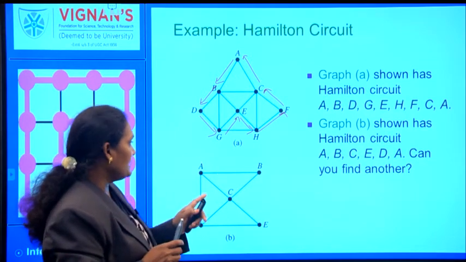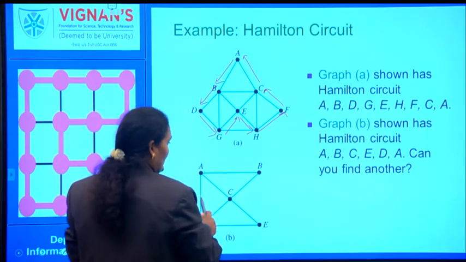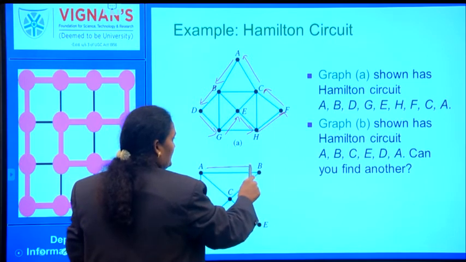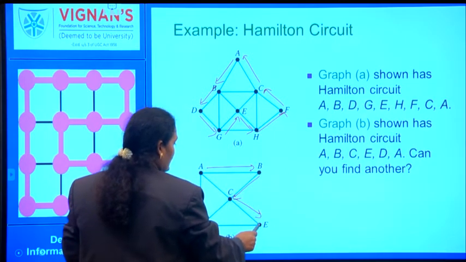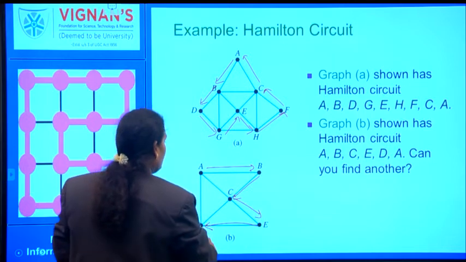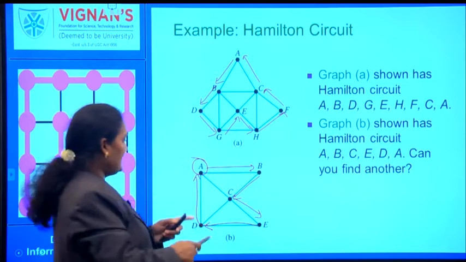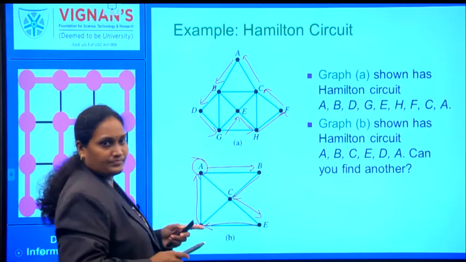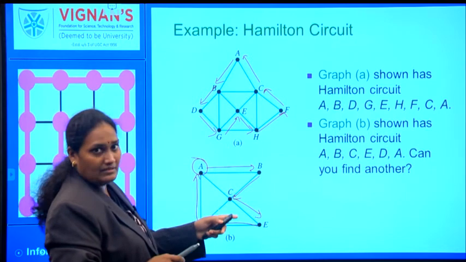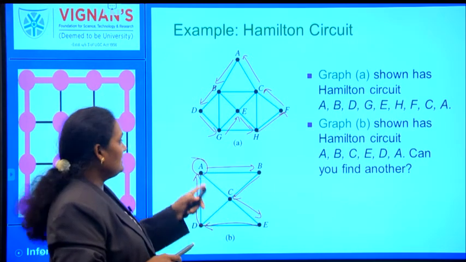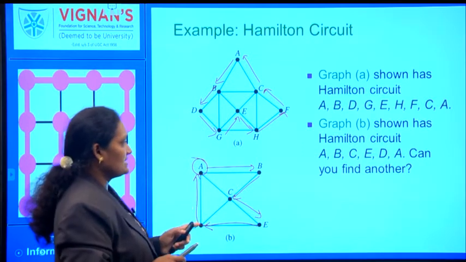Now graph B, another Hamiltonian circuit. What is the Hamiltonian circuit in graph B? A to B, B to C, C to E, E to D, D to A. Here the starting and ending vertex is A, and we visited all the vertices through the edges only, and every vertex is visited exactly once. So this becomes a Hamiltonian cycle.